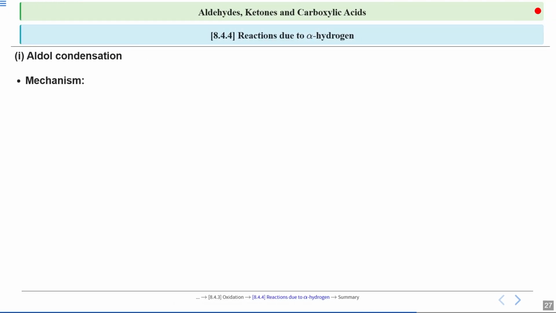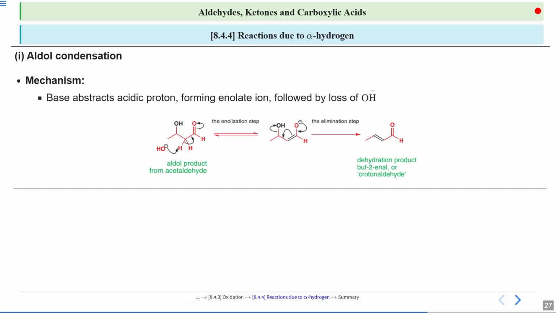Okay, so if we look at the mechanism, students, the base abstracts the acidic proton forming the enolate ion, which is followed by the loss of OH minus ions. Look at this: the carbon which is adjacent to the carbonyl carbon has an acidic hydrogen. So the base will abstract this acidic hydrogen, and this is the enolization step. The enolate ion will form, and finally there will be loss of OH minus ion, and you will get the dehydration product which is but-2-enal.